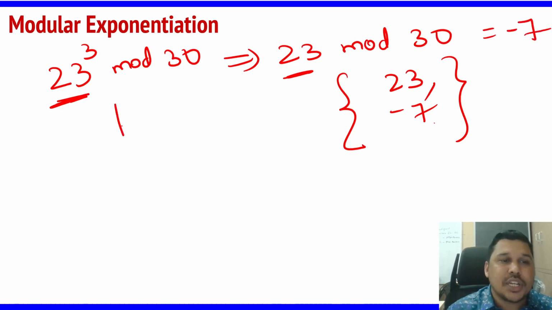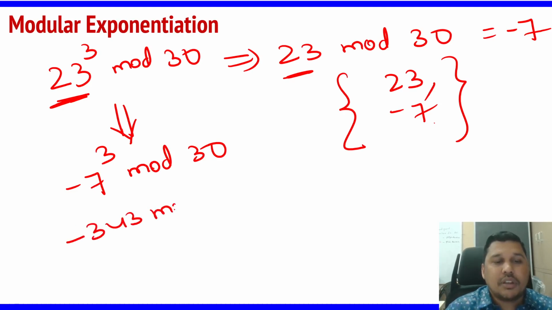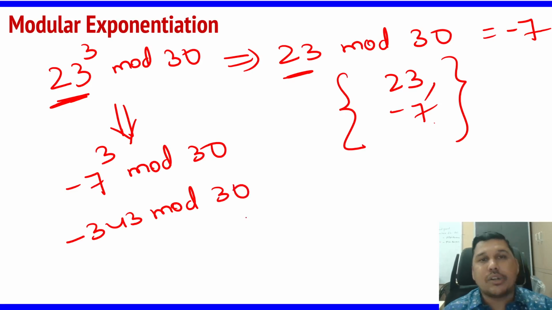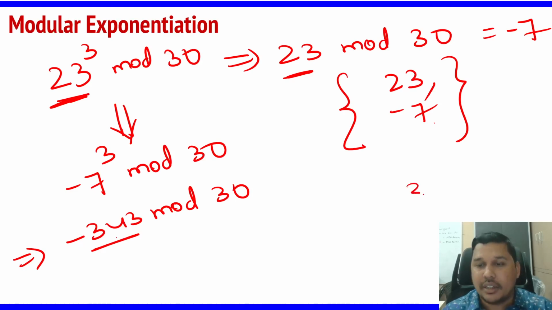So this expression now becomes minus 7 cube mod 30. This is easy to calculate. Minus 7 power 3 is minus 343 mod 30. 7 into 7 is 49, 49 into 7 is 343. Now, this is a larger number and there is a negative sign, so ignore the negative sign. Find out 343 mod 30.